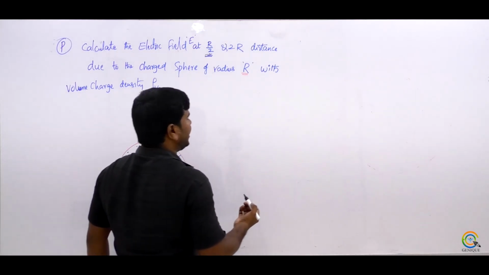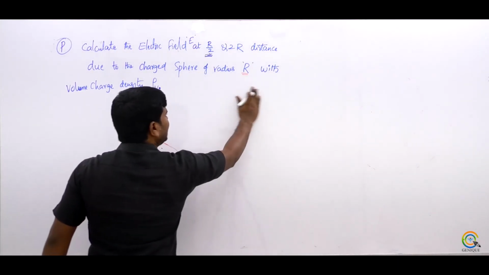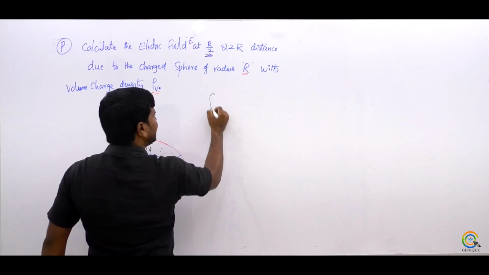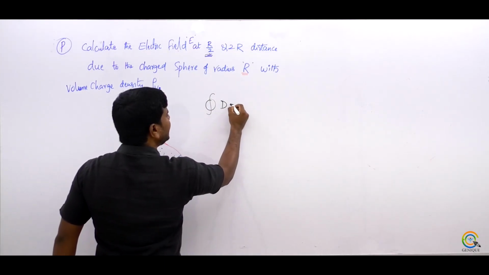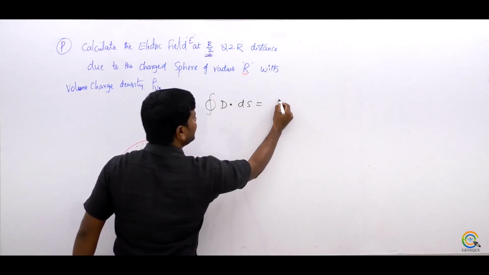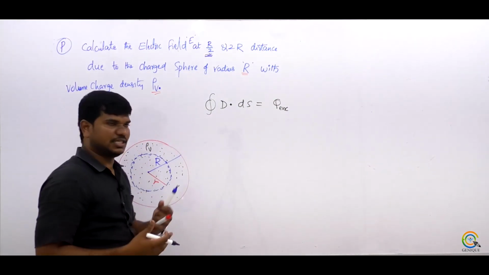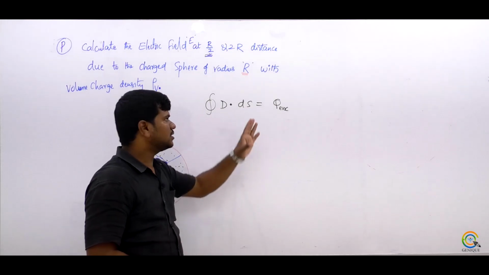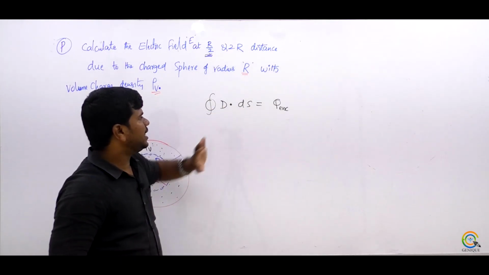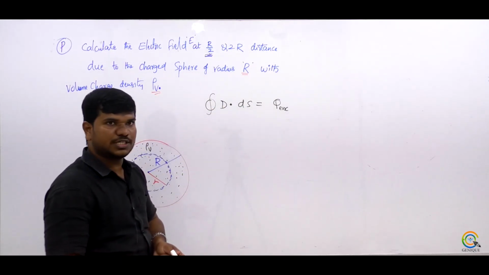What is the Gauss law saying? The Gauss law says closed integral D dot dS is equal to Q, the charge enclosed in the volume. Charge inside. D dot dS closed integral is equal to Q.